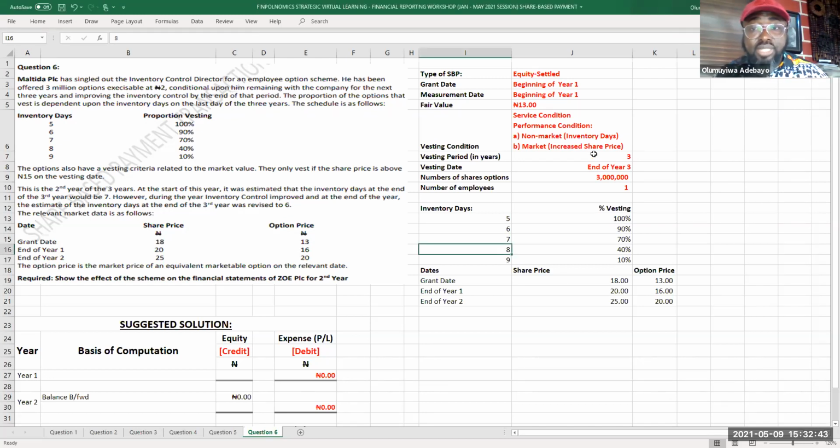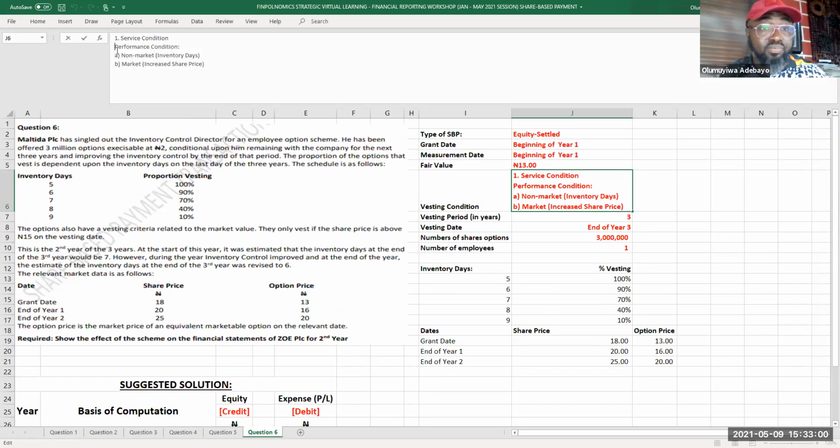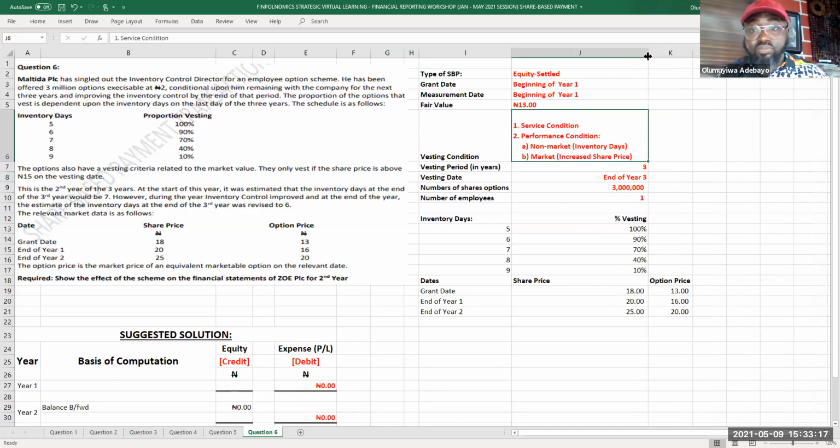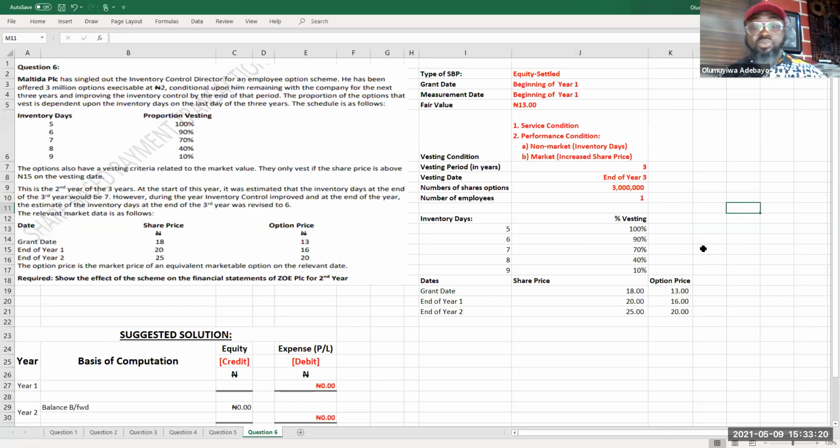Okay. Now, these are the information that exist. We have service condition. We have performance condition. And the performance condition inherent here are the market and non-market conditions. Okay. Now, what do we do? The information here is key.